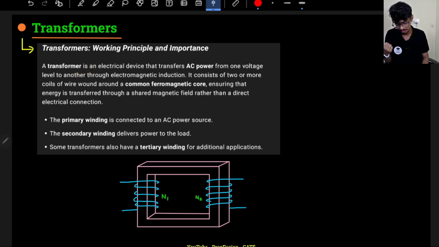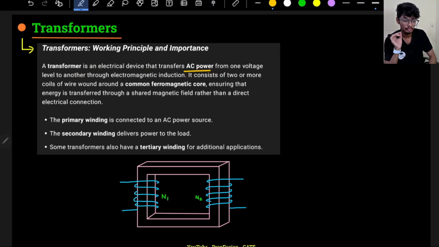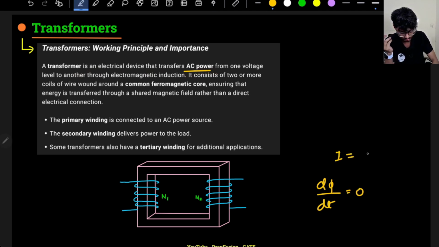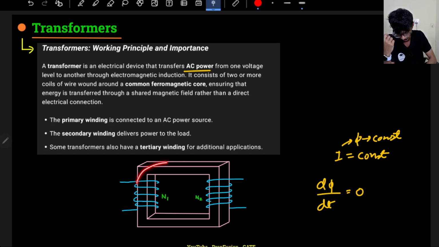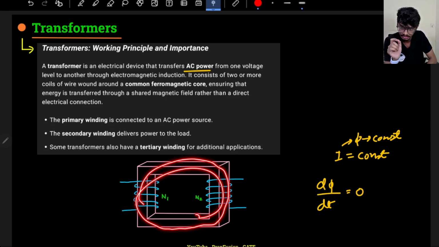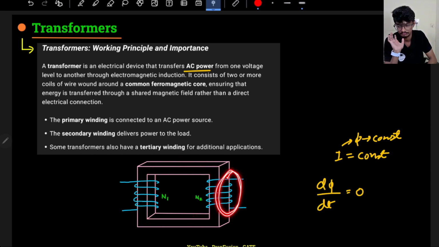So what is a transformer actually? A transformer is an electrical device that transfers AC power. Remember, we mainly transfer AC power; we will not be able to transfer DC power. Why? Because for DC, d phi by dt is 0. There is no change in flux, because the current is constant. If current is constant, then flux will also be constant, and if flux is constant, there is no induced voltage. That means there is no magnetic connection between the primary and the secondary. Yes, a flux will flow through this core, that is totally correct, but that flux will not induce any EMF here, because d phi by dt is simply 0. That's why we use a transformer to transfer AC power.